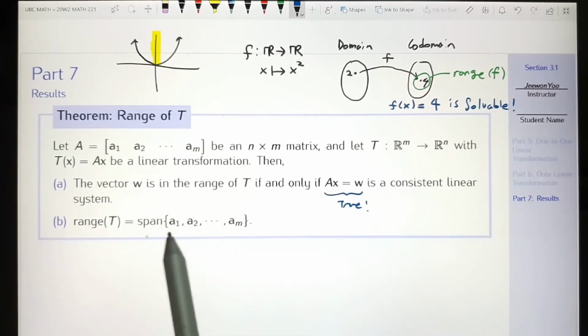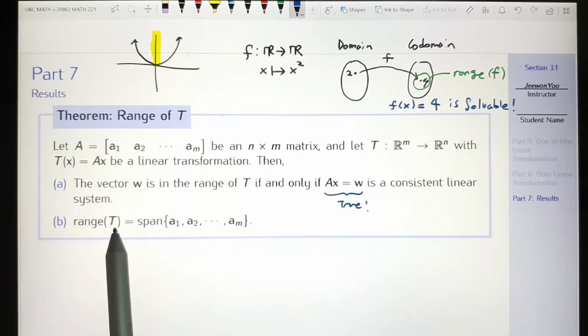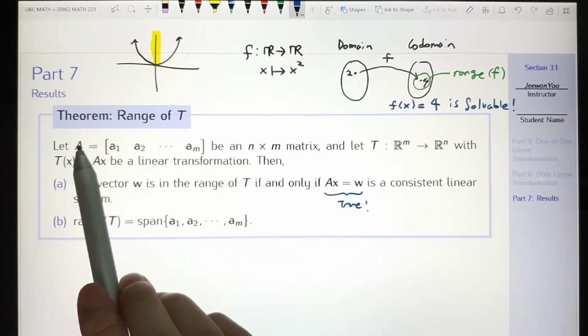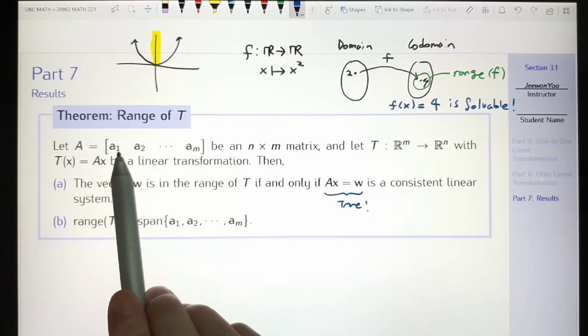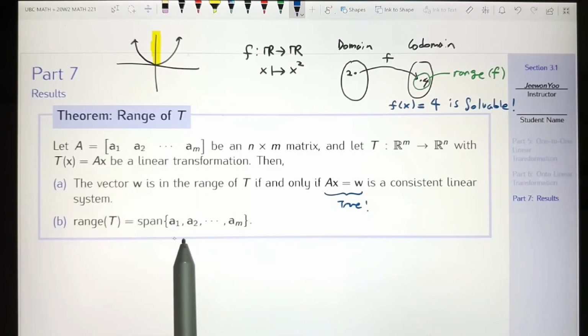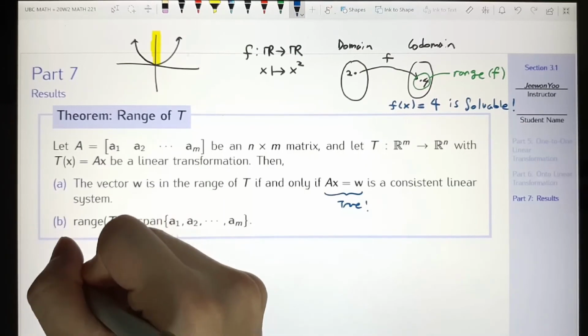Let's move on to part B. We have range of T equals span of A1, A2 up to AM. Do you know these vectors A1, A2 up to AM? These column vectors are coming from the matrix A here. A1, A2 up to AM. So what this is saying is that suppose we have matrix A.